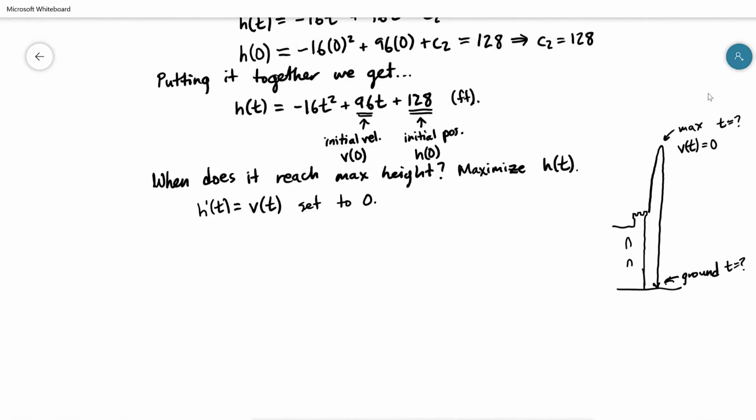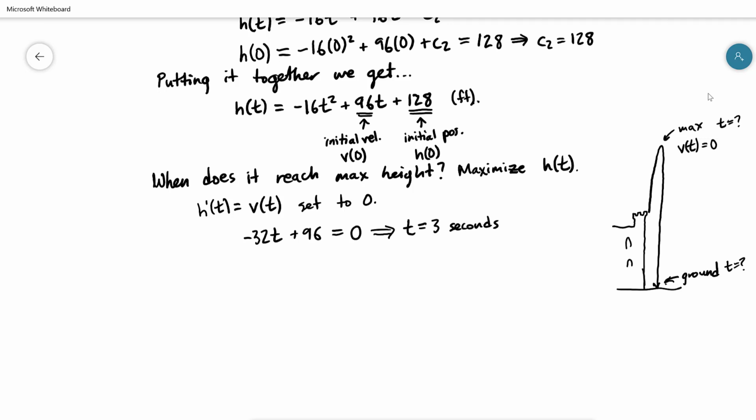So negative 32t plus 96. There's our velocity, and we want to set it equal to 0. And now when we solve for t, we would move the negative 32t over to the other side to make it positive, divide both sides by 32, and we will find t is equal to 3 seconds. So solving for that one, t is equal to 3 seconds.